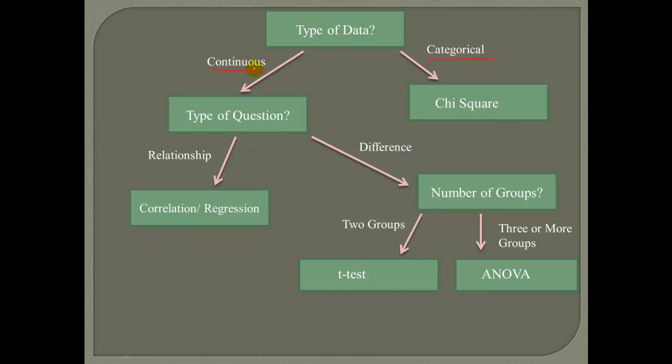But on the other hand, okay, if we have continuous variables, which is what we have most of the time, then you have to ask yourself, okay, what type of question am I asking here? What type of research question? And that really is asking, are you looking at relationships between variables, or are you looking at differences between groups? So relationship between variables.